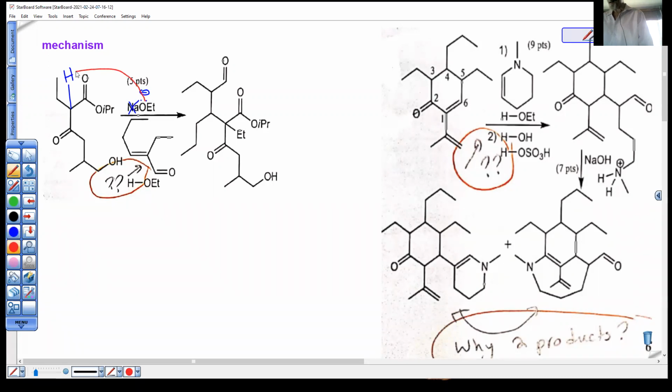Lone pair grabs H, dump the lone pair onto the alpha position, right on the carbon there. Okay, what are we gonna get? There's a big chunk of this molecule that doesn't change. Let's circle it. This chunk doesn't look like it changes. That should save us a little time.